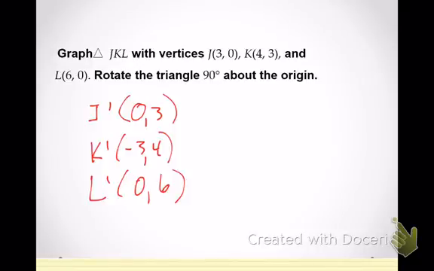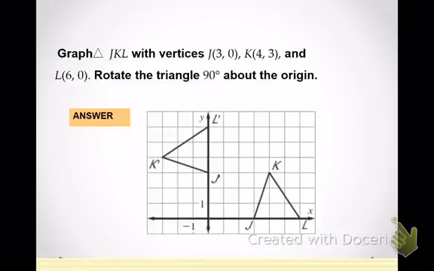Okay, new points should be this. You're supposed to flip-flop the x and the y and change the sign on the new x, but you can't change the sign on 0. So that's why J prime is (0, 3), L prime is (0, 6), and then for K prime we flip-flop 3 and 4, change the sign on the new x, and get (negative 3, 4). Your new shape should sit like this. So we've rotated 90 degrees counterclockwise.